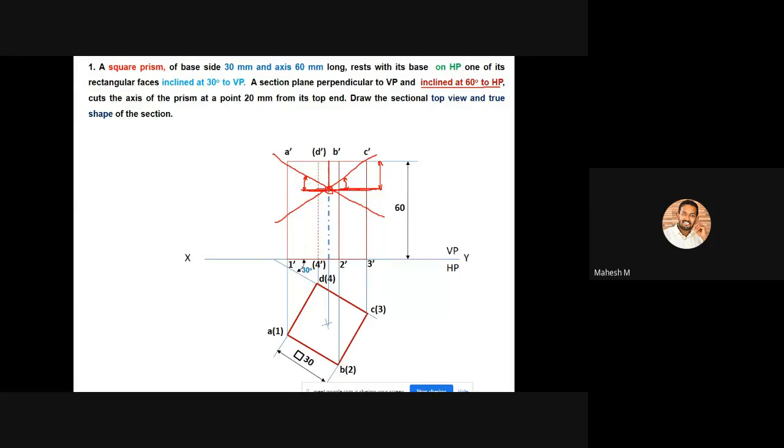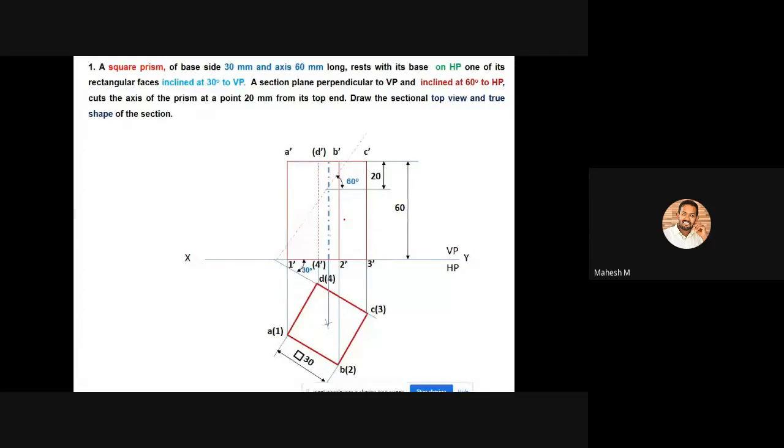Okay, so after creating this horizontal line, you can take your protractor, then mark the 60 degree inclination. Then you can join this point, and it should pass through the 20 mm point. So you can mark the 20 mm point, then create the cutting plane with an angle of 60 degrees. Okay, is it clear? Any doubts? Okay.